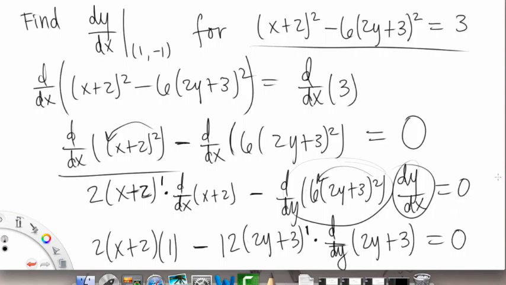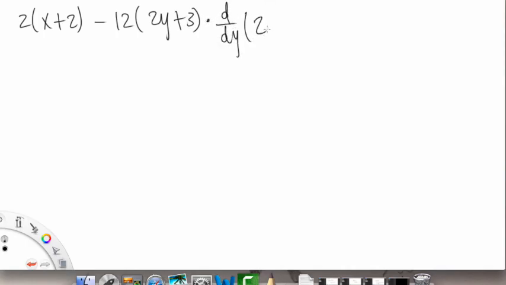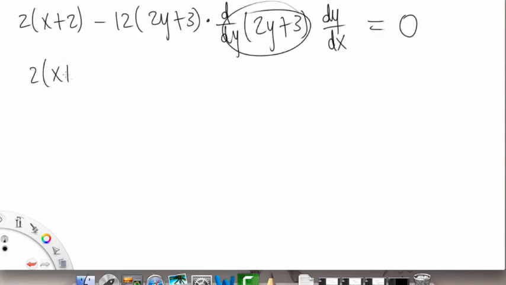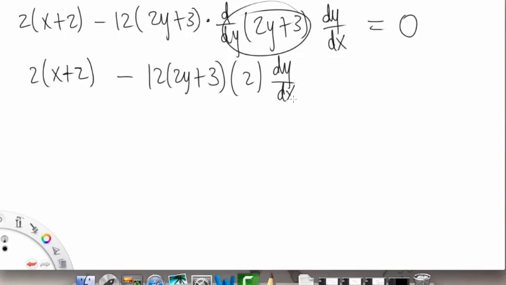Now I'm going to rewrite this last line on the next slide. We have 2 times (x + 2), minus 12 times (2y + 3) times d/dy of 2y + 3, and then we have our dy/dx, of course, so we cannot forget, and that equals 0. Let's figure out what this is. If we take the derivative of 2y + 3 with respect to y, we get a 2, and then we have our dy/dx equals 0.